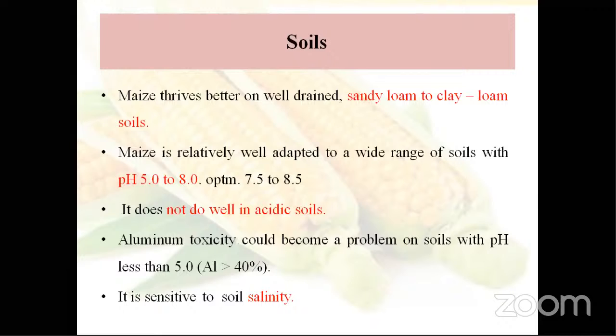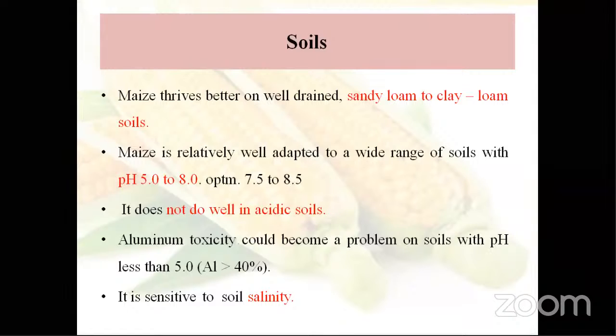Aluminum toxicity could become a problem on soils with pH less than 5. In acid soils, aluminum toxicity and phosphorus unavailability are problems where the pH is less than 5 and aluminum concentration is more than 40%. It is sensitive to soil salinity also.